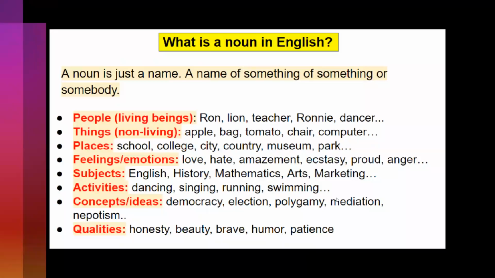What is a noun in English? Well, a noun is just a name of something or somebody. For example, people. People are living beings. For example, Ron, lion, teacher, Ronnie, dancer. But also a noun is the name of things, non-living things. For example, apple, bag, tomato, chair, computer.